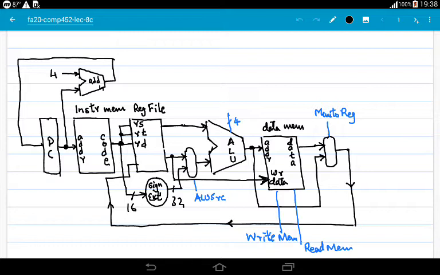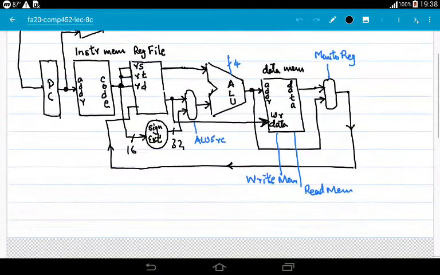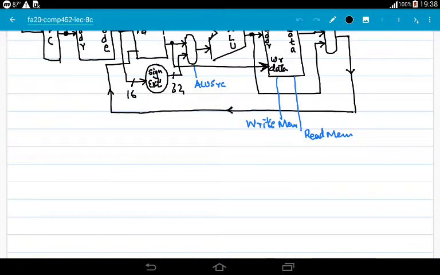So let's quickly talk a little bit about branch if equal, and then we'll come back to this figure and add the necessary blocks and lines, circuits to add support for executing branch if equal instruction.